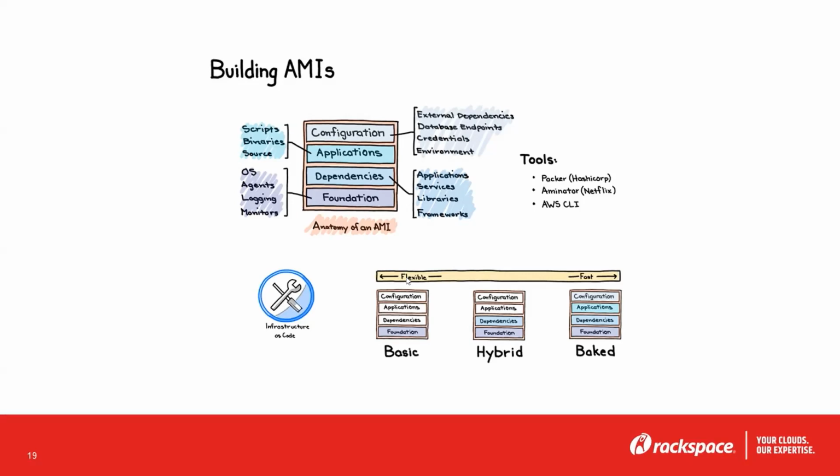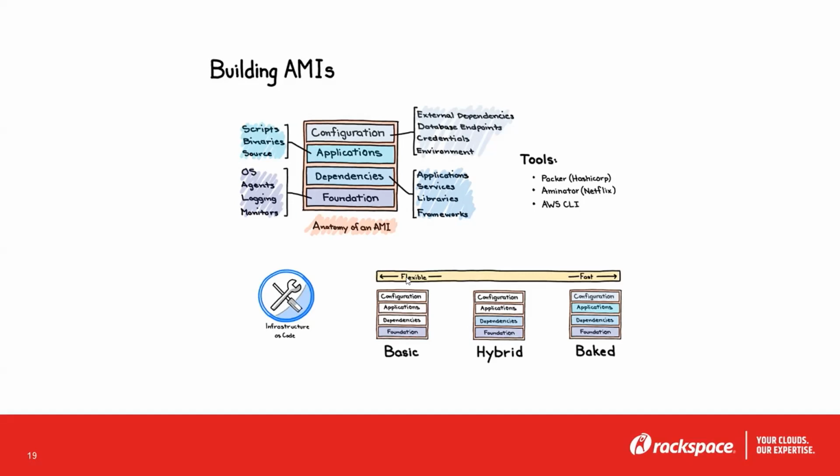And there are different ways of deploying or using that AMI in AWS. In a scalable environment, you can use, as demonstrated in the lower right-hand corner here, a basic AMI, which consists mainly of just those foundational components, and then at runtime you bootstrap your instance.